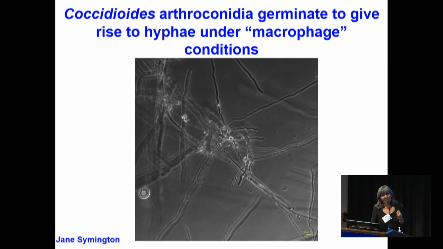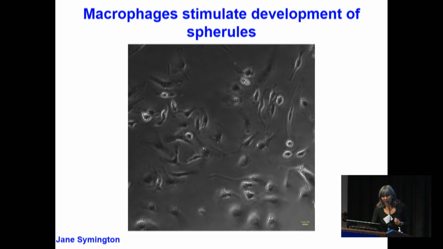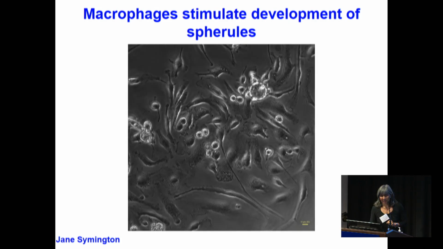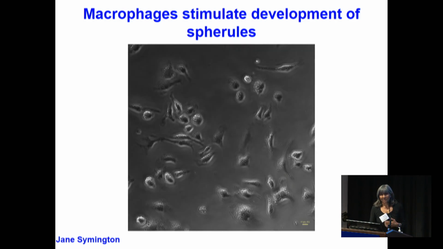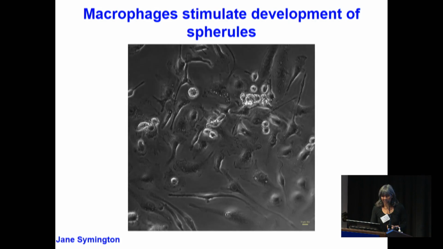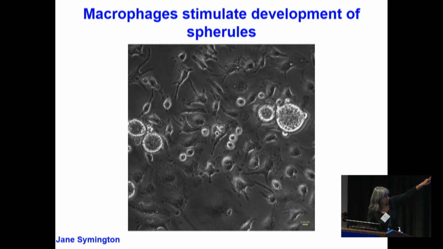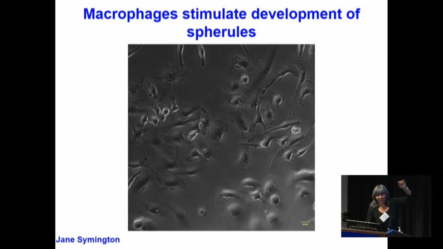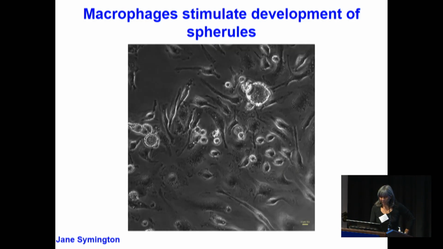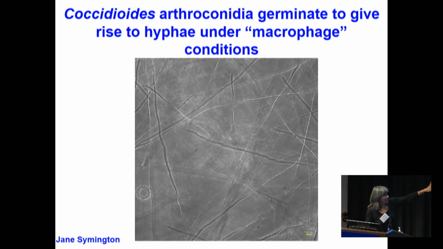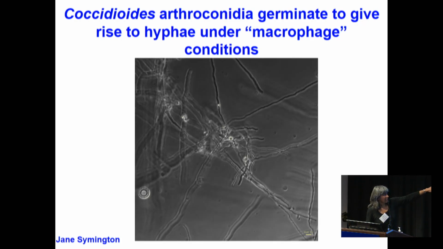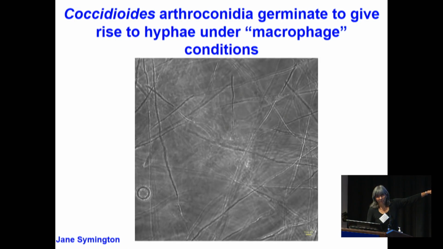In contrast, under the same conditions, if you provide macrophages, and those are the large cells that you're seeing here, those arthroconidia, instead of making hyphae, will transform into spherules, and actually quite large spherules. You can see the appearance of, especially on the right-hand side, some very, very big spherules here. And as I told you a moment ago, in the absence of those macrophages, if you look on the left-hand side here, you'll see one spherule appear, but the majority of the cells don't undergo this developmental program.